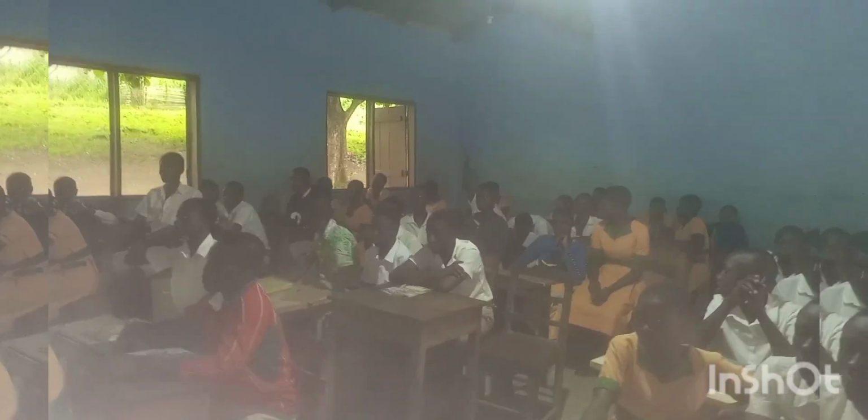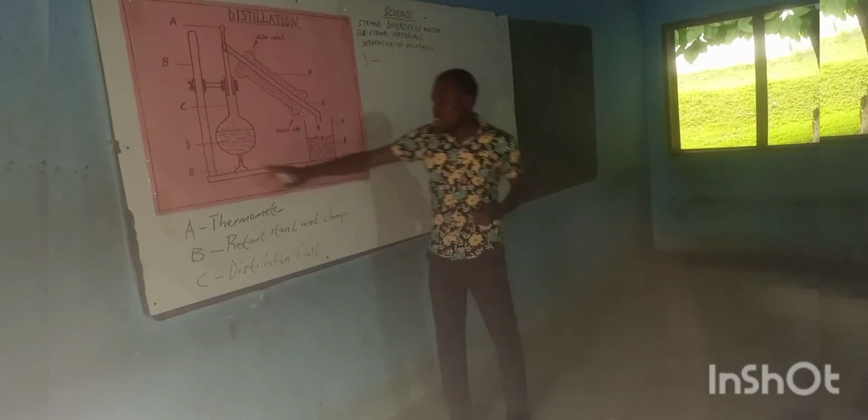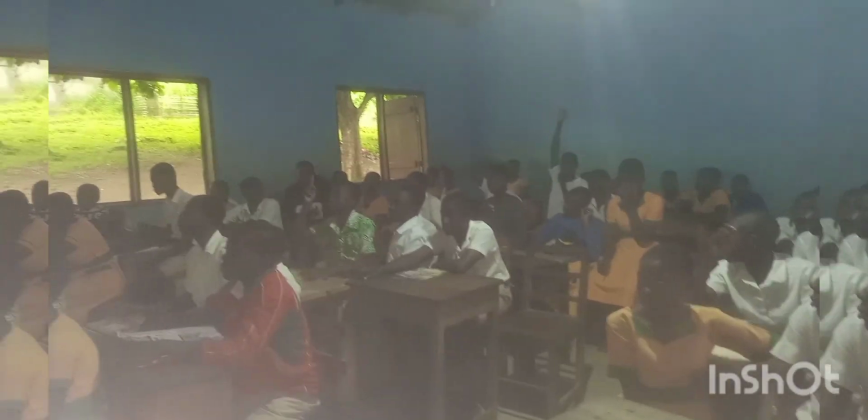Now C stands for what? Conical flask. Not exactly. It is not exactly a conical flask. Yes, fine. Come again. Distillation flask. Okay. Now I'll leave that one out for now. What about this? E. E stands for heat. Okay, this produces the heat. But what is the actual name? Bunsen burner.